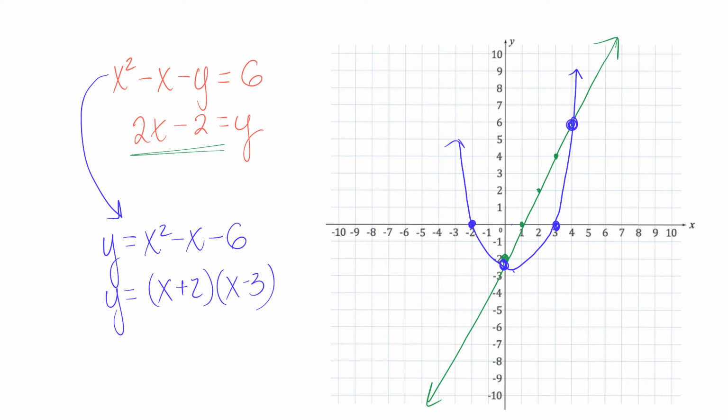So graphing works. It's much better if you're given the graph and look for the solution. But if you want really specific numbers, your best bet is going to be substitution or elimination. Okay, that's all there is to it. Good luck.